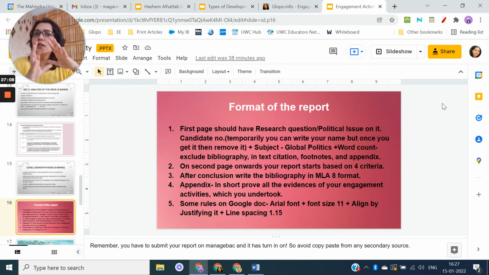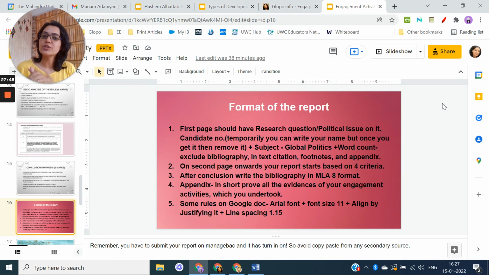What could be the minimum words? No minimum is given, but I suggest my students keep it between 900 and 2000 words, because you are doing analysis, evaluation, everything, so you can't keep it at 1800 words. That means you have not given good justification in your analysis and evaluation, right? And when you are counting words, remember your bibliography, in-text citations, footnotes if you are using them, and your appendix won't be counted. It's just about those four criteria that you are writing.